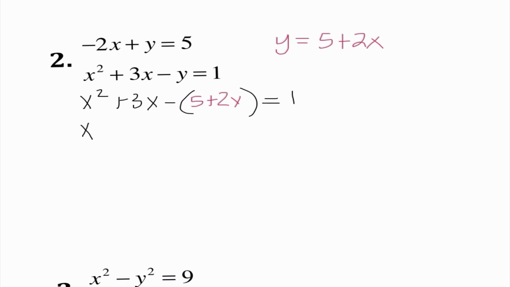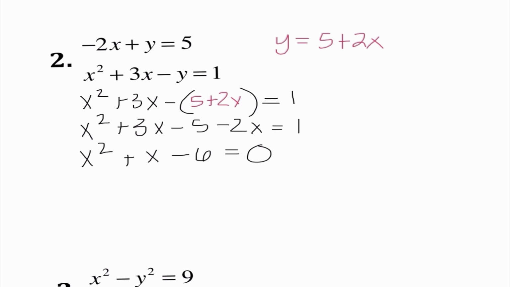I need to then distribute that negative. So I have minus 5 minus 2x equals 1. And I notice that this is quadratic. So I'm going to want to get it set equal to 0. So I'm also going to subtract this 1 over to make this negative 6.